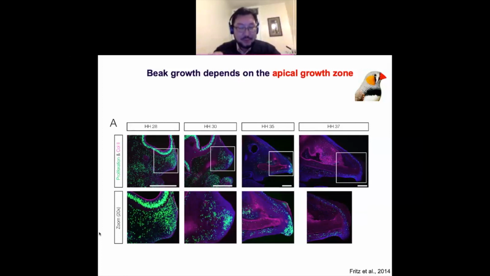From that point on, the bill continues to expand, but it expands symmetrically, that is, it increases in all directions in the same way. So it maintains its original shape and just increases in size. So the middle embryonic stages are critical for establishing the shape of the bill, this particular shape of the zebra finch bill.